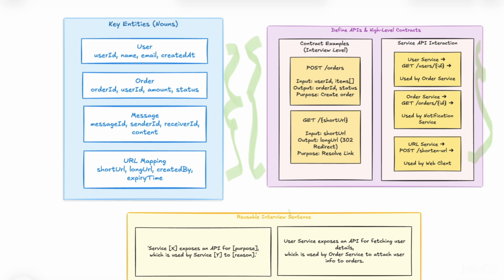And one very useful thing that I have been using is a reusable sentence structure. Service X exposes an API for purpose, which is used by service Y for reason. Example, user service exposes an API for the purpose of fetching user details, which is used by the order service, the reason being to attach user info to the orders.